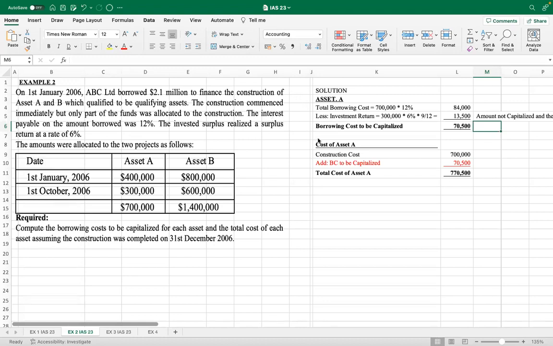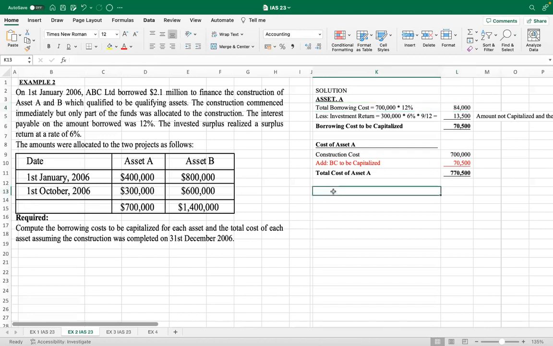Fred, sir, how about the period 1st October? 1st October to 31st December has already been accounted for here, because here you took the whole period. So it has been accounted for here. You can see 12%. You can multiply it by 12 over 12 to account for the whole period.